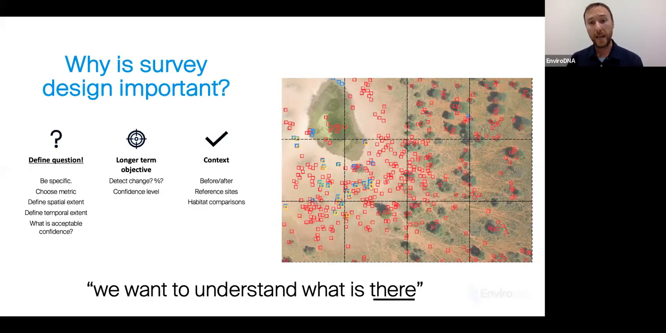And then following on from that is, let's define what there is. Is that at a specific site? Is it throughout a waterway? Or is it a catchment-wide survey that you're trying to do? This is what we mean about being specific. That's what we need to be. Your question can be quite simple, but we need to be able to define it a little bit better, and that's going to inform your sampling design.